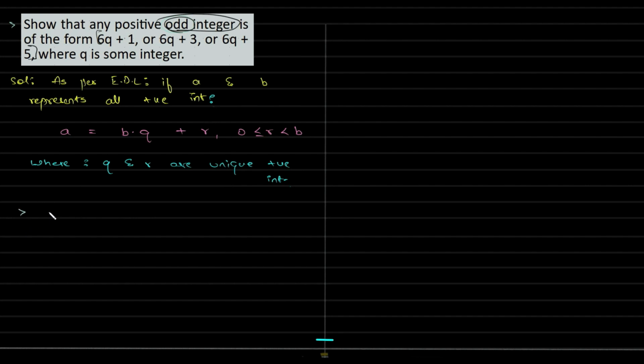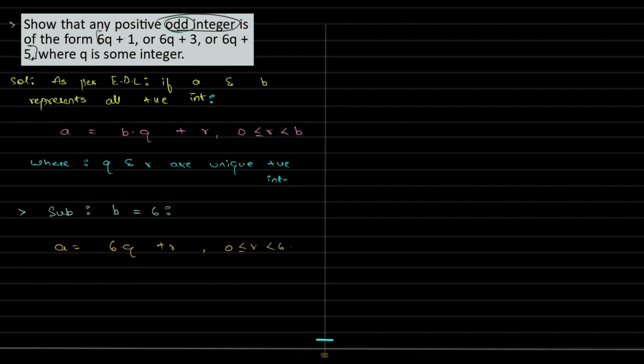Now, what do we have to substitute? In place of B, we have to substitute 6. So we have A is equal to 6Q plus R, where R is greater than or equal to 0 but lesser than 6.